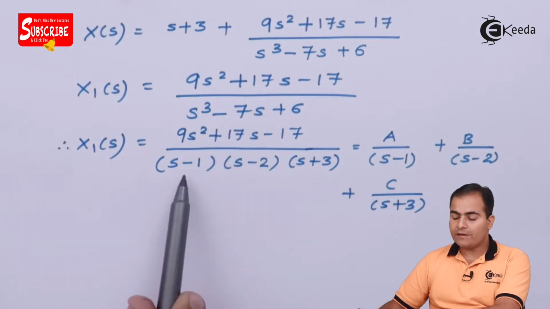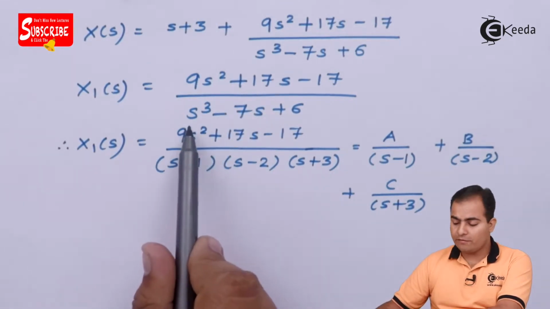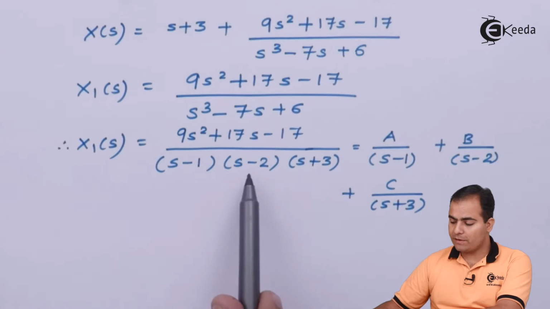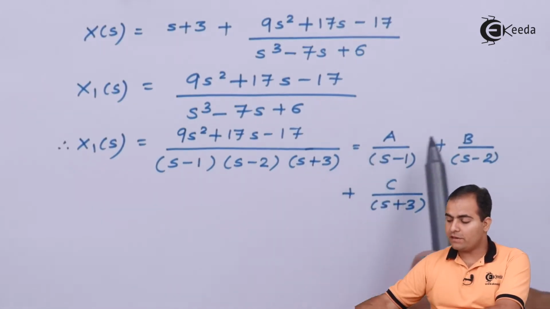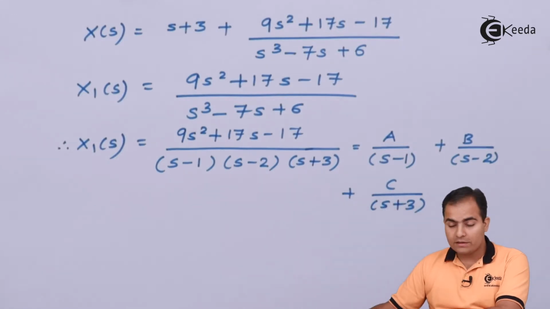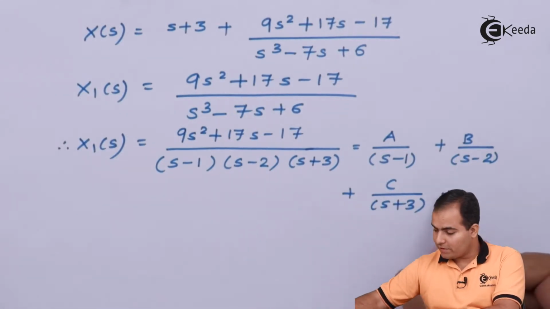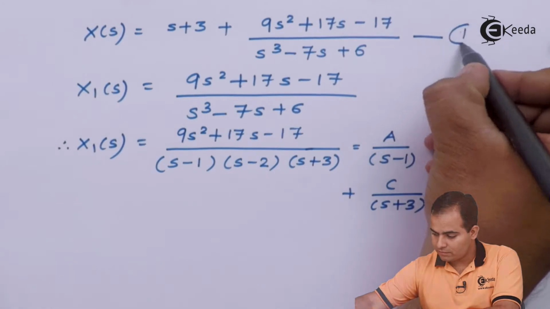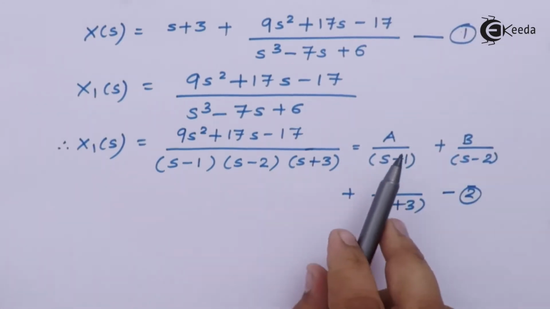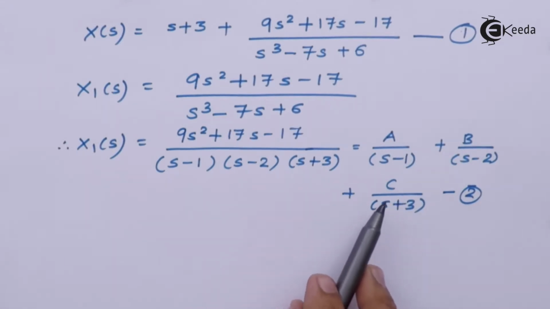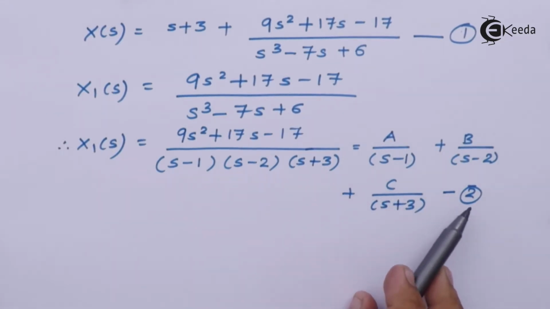Now after finding the factors, what you will get? s minus 1, s minus 2 and s plus 3. So according to 3 poles, we'll place the 3 different variables. Now what is our next part? This will be my equation number 1. This one is my equation number 2, because after finding the values of a, b, c, we have to substitute them somewhere else. That's why I have marked this as equation number 2.